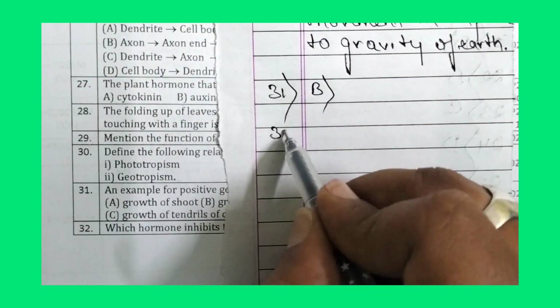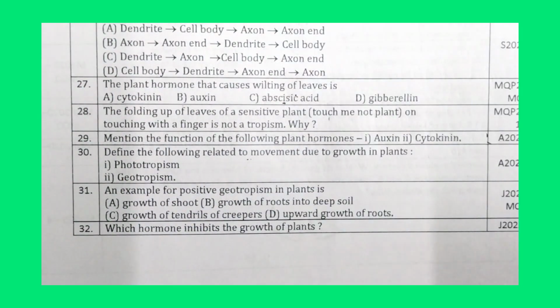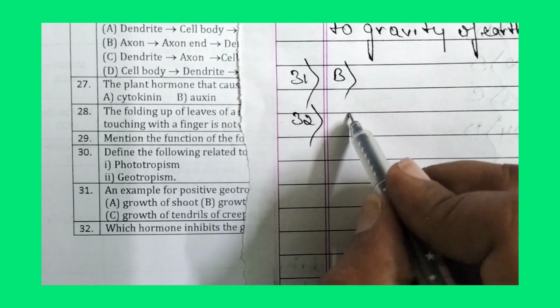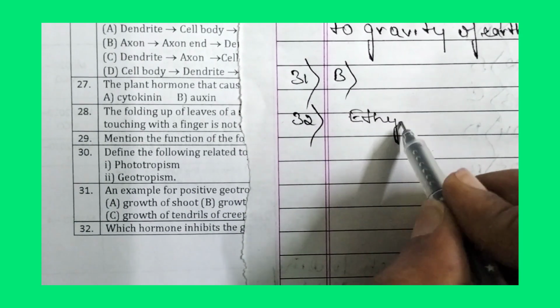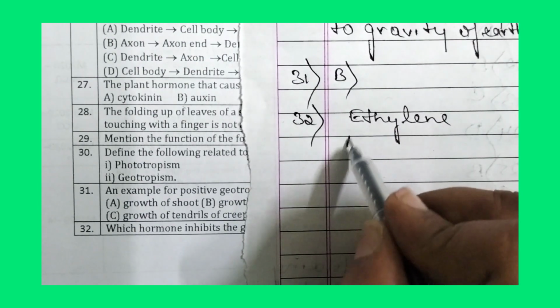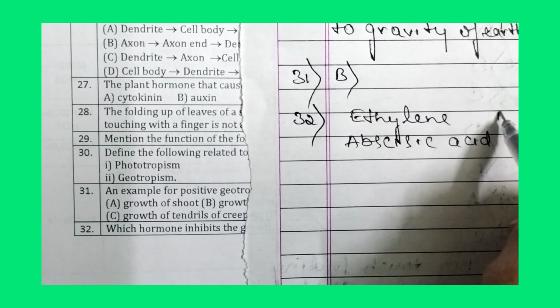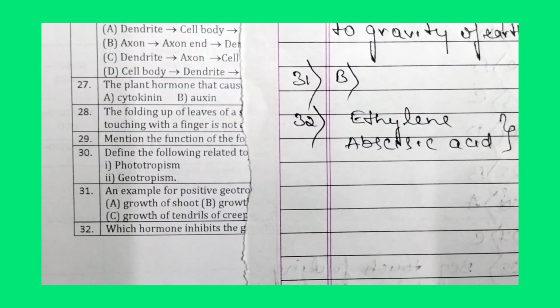Now let us move to the 32nd and the last question, which hormone inhibits the growth of a plant. They are asking who inhibits the growth of the plant. So let us answer that. If they ask which hormone, there are two hormones. One we call ethylene, and another one is abscisic acid. These two are growth inhibiting hormones. So like this we have to answer these questions.